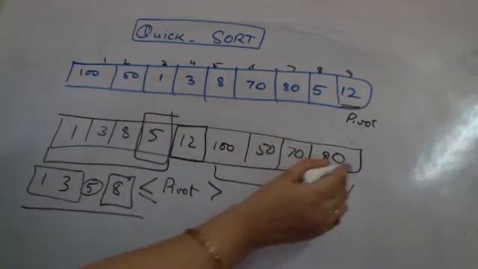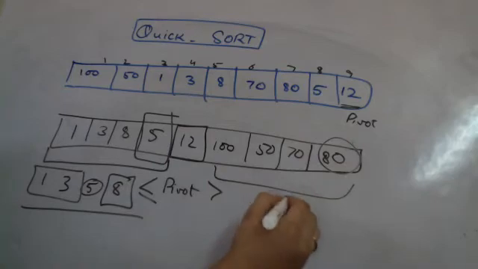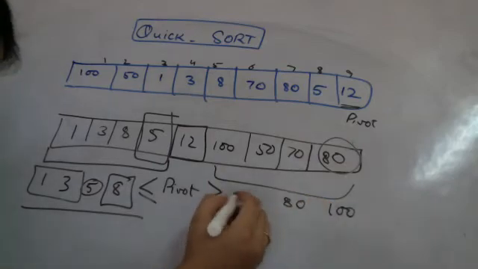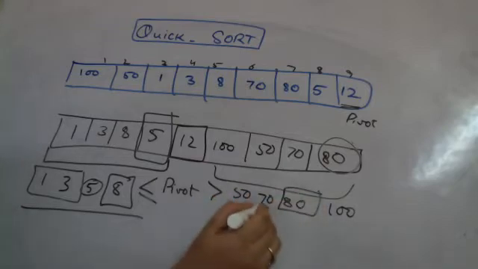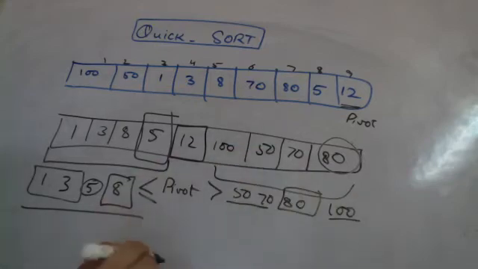Again I pick the pivot element, which is 80 here. Compared to 80, 100 is greater, 100 comes after. 50 is smaller, 70 is smaller, this position is fixed. Now I recall quick sort on this and this half.